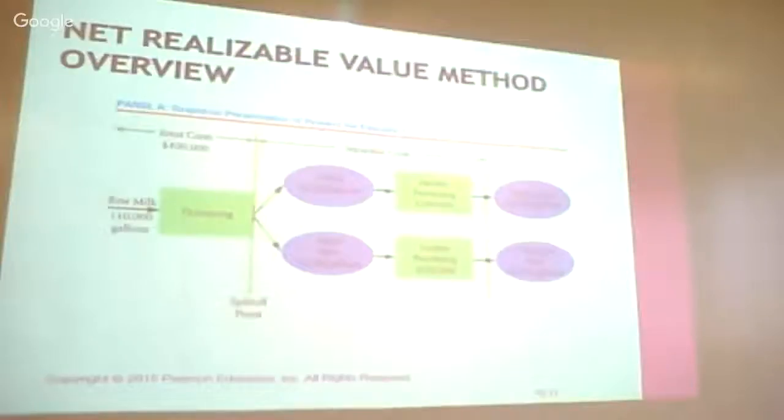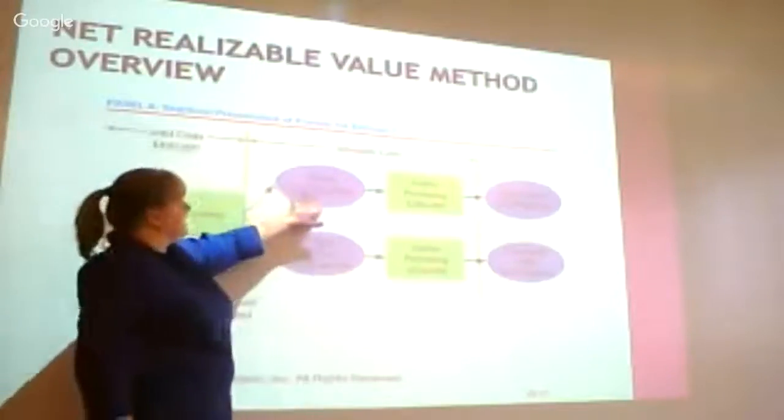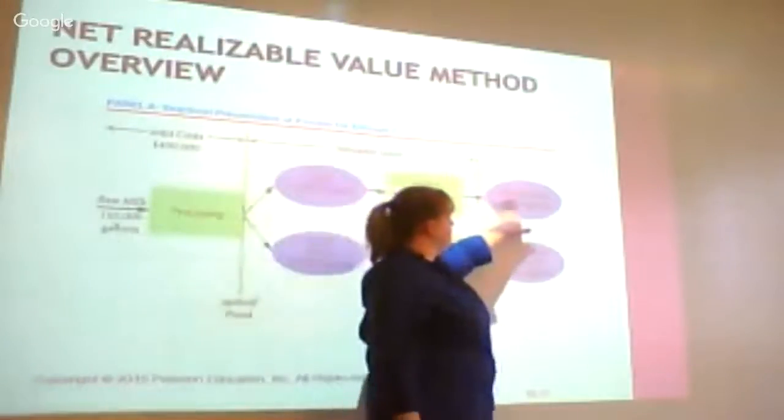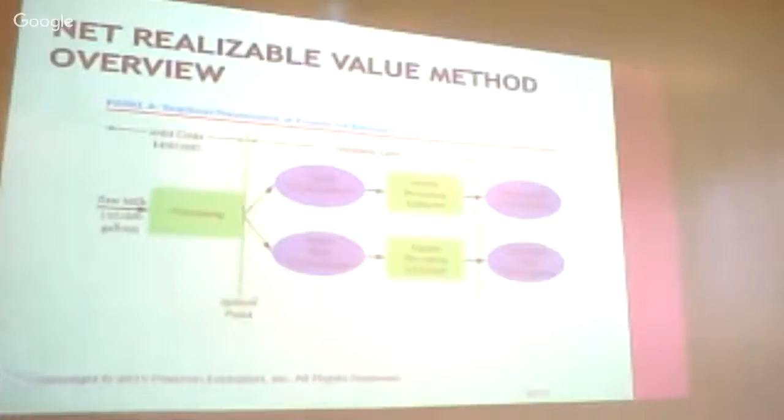We're still going to be dealing with the raw milk. And we have the joint cost of 400,000. We're going to have the split off point where we take that 110,000 gallons of raw milk, make it into 25,000 gallons of cream and 75,000 gallons of liquid milk or liquid skim. Then the cream we're going to further process. That cost us $280,000. And by further processing the cream, the 25,000 gallons of cream will become 20,000 gallons of buttercream. And it costs us $280,000 to do that.